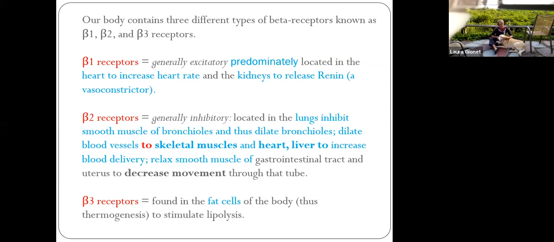Many people don't, and they lose track of what was all that about beta 1s and beta 2s, because now I understand how renin will be released, how we're going to use the kidneys to release this enzyme/hormone, to cause vasoconstriction and have increased blood pressure. Beta 2 receptors are generally inhibitory, located in the lungs to inhibit the smooth muscles of bronchioles and thus dilate them, and dilate blood vessels to skeletal muscles, the heart, and the liver to increase blood delivery.